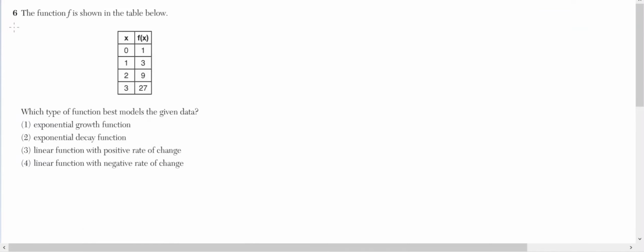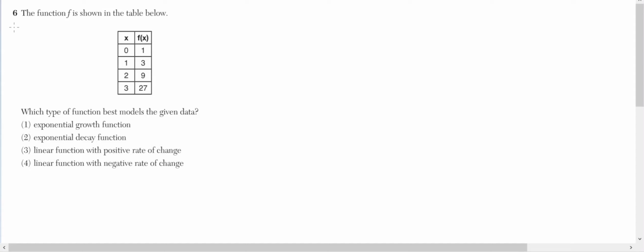So for number 6, we have the function f is shown in the table below. We've got a table of x values and f of x values. Which type of function best models the given data? And the choices are exponential growth, exponential decay, linear with positive rate of change, and linear with negative rate of change.